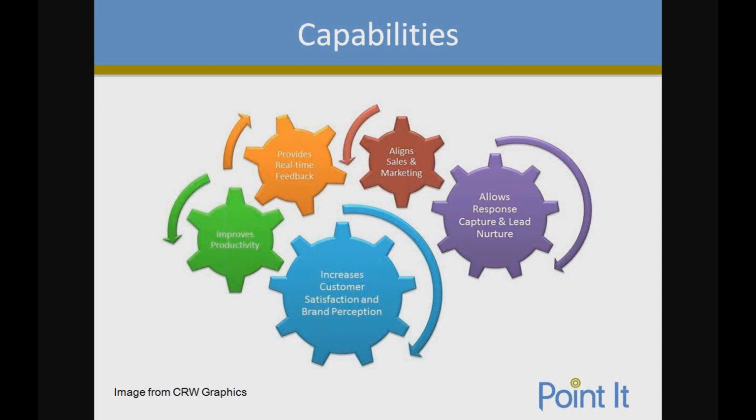And the final gear, the orange one at the top, marketing automation provides real-time feedback. So the moment that you send out an email, you can go and start to look in the reports and see who it is that's opening that email, how they're responding to it. Are they clicking through? Are they signing up for an event? Are they signing up to receive more content from you? You can see that real time, and that is real time communicated over to your sales team as well.